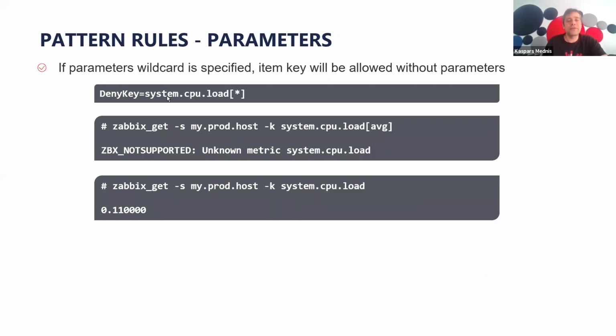Next example is about CPU load. This key, of course, will deny CPU load per CPU or average load, so everything will be denied. But look here, the simple key system.cpu.load without any parameters is actually allowed. So the setup may be a little bit tricky, and as I said, I really recommend doing a full test before implementing this into production.